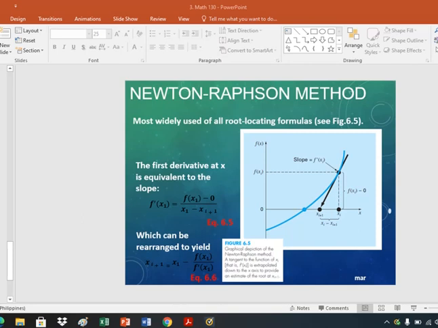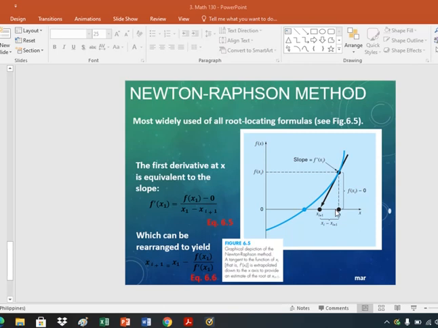Okay, so let's go to the Newton-Raphson method. See figure 6.5. This is the graphical depiction of the Newton-Raphson method. A tangent to the function at x initial, that is f prime of xi, is extrapolated down to the x-axis to provide an estimate of the root at xi plus 1. Okay, so if the initial guess at the root is at xi, at this point, this is the function f of x. Let's say this is the expression. This is the graph.